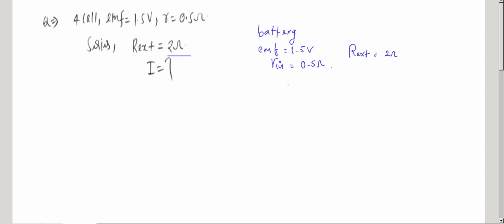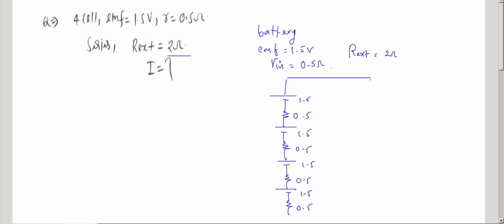Let's see here. So this is a battery of 1.5 volts with a 0.5 ohm internal resistance, and I am connecting it to an external resistance of 2 ohms. What is the current I? So this is the question.